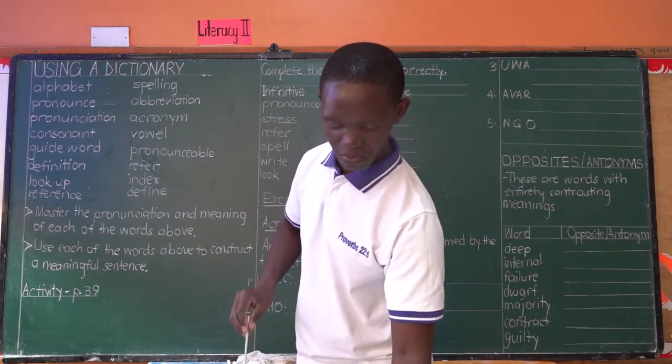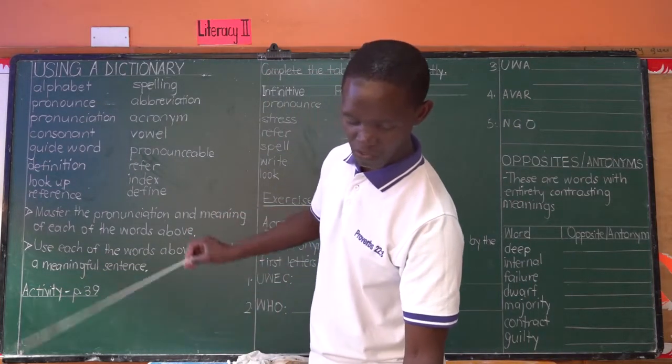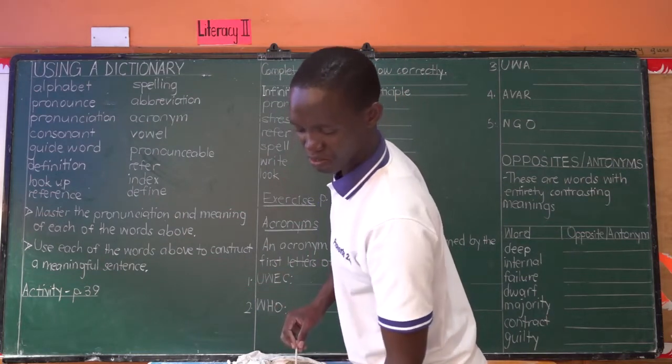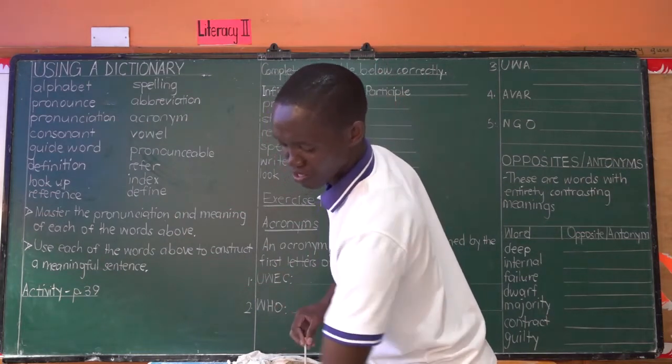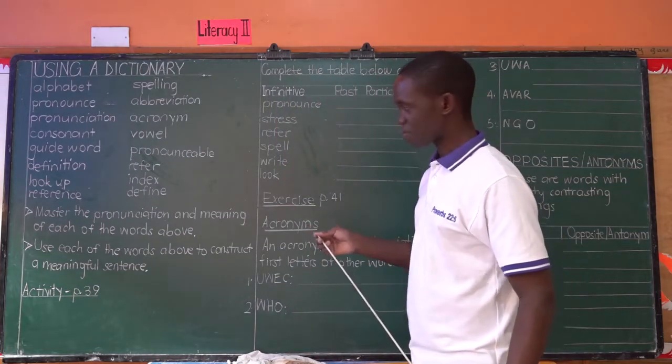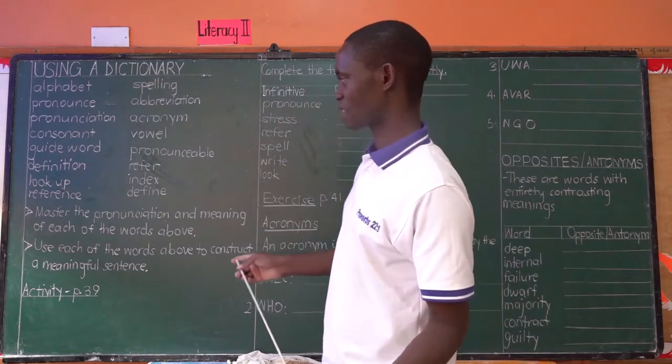Let me check in our workbook. The meanings of these words are given on page 40. Check page 40. You get the meanings of those words we are looking at. Whichever word you don't see in the workbook should be defined in the dictionary.